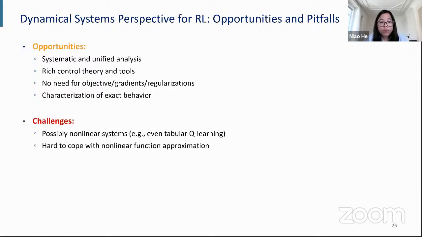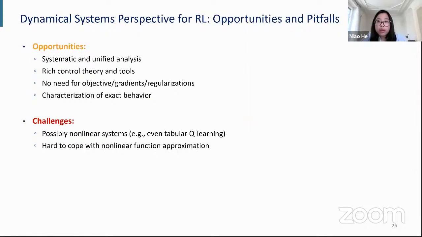The challenge, though, is that oftentimes we have to deal with nonlinear systems, especially even for just a tabular Q-learning setting. Because of this max operator, the underlying system is indeed nonlinear, and there is not that much theory about convergence of nonlinear systems, unfortunately. And then it's also very hard to extend it to nonlinear function approximation in many cases.